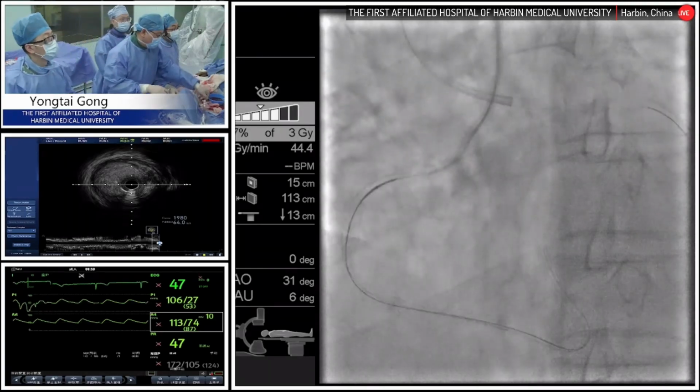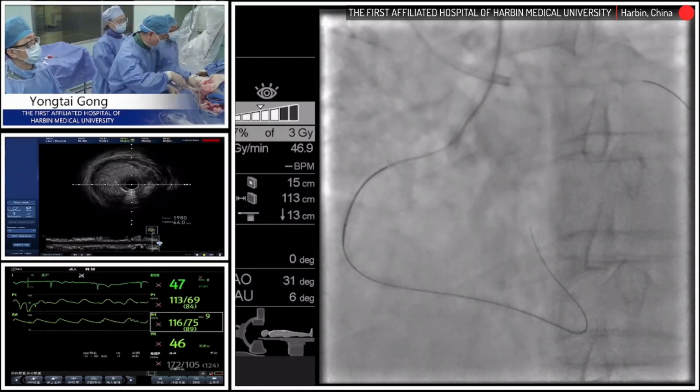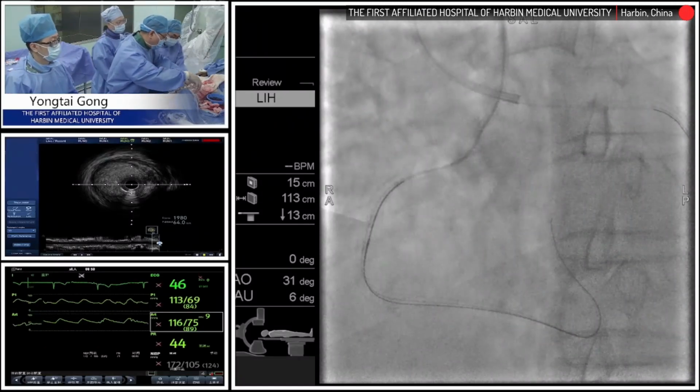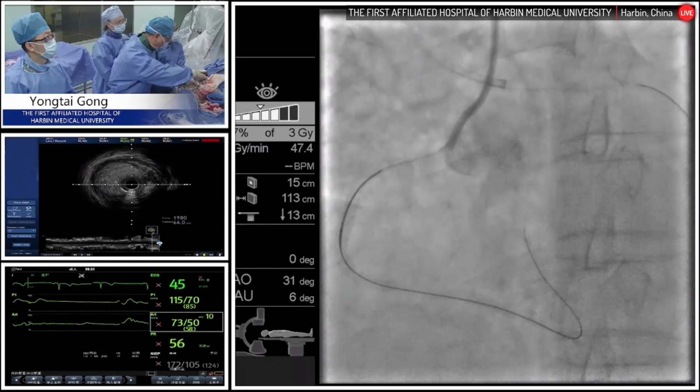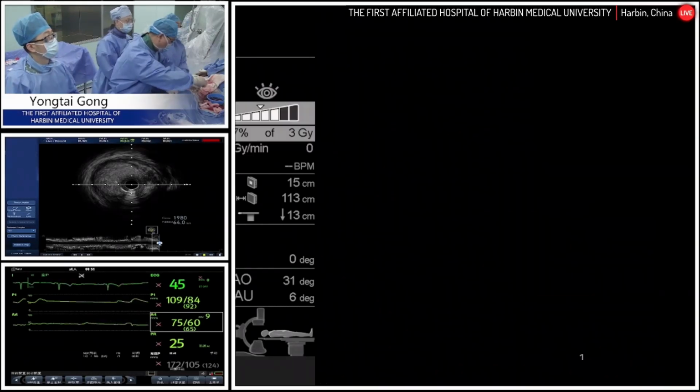I think the patient's situation has recovered very much. So we need to avoid deep engagement from the retrograde wire, and also we need to test the flow. I think the flow is relatively okay.